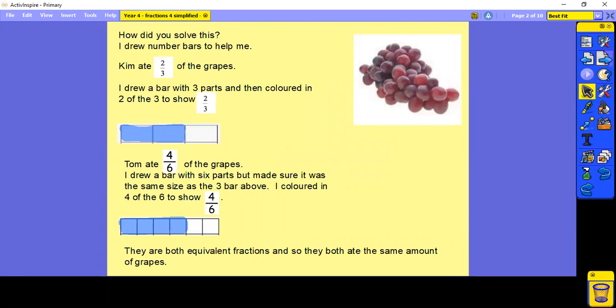So how did you solve this? I drew number bars to help me. So I know that Kim ate 2/3 of the grapes. So I drew a bar with 3 parts and then I coloured in 2 of the 3 parts to show 2/3. Tom ate 4/6 of the grapes. So I drew a bar with 6 parts, but made sure it was the same size as the 3 bar above. I coloured in 4 of the 6 parts to show 4/6. And yes, you're right. They are both equivalent fractions, and so they both ate the same amount of grapes.